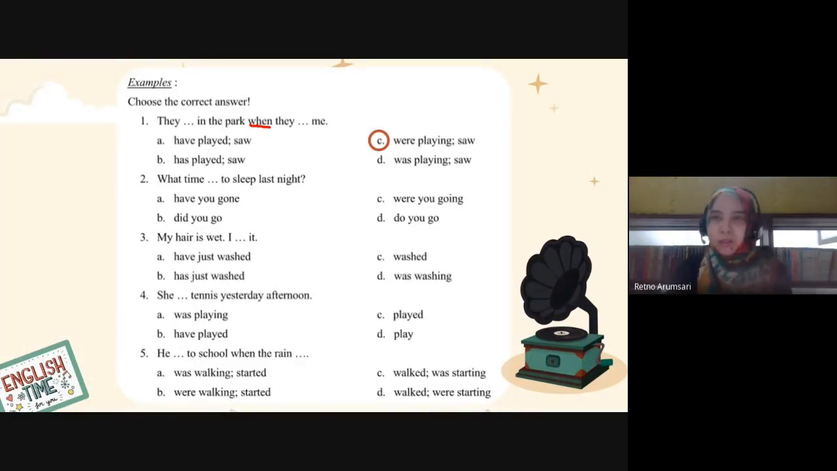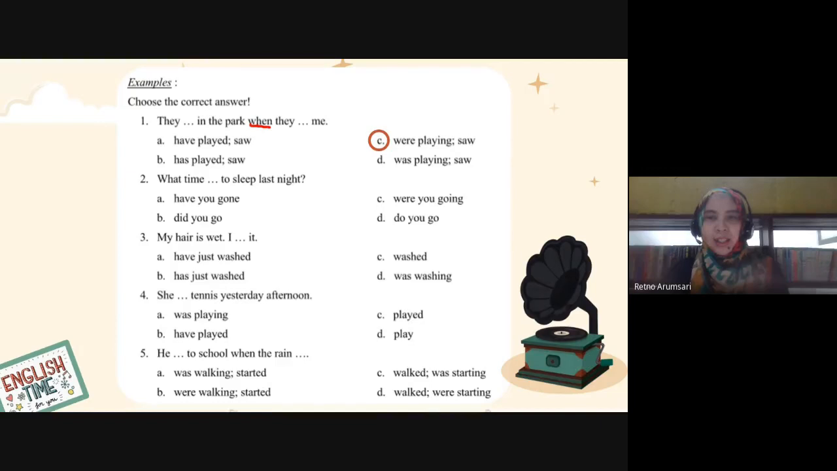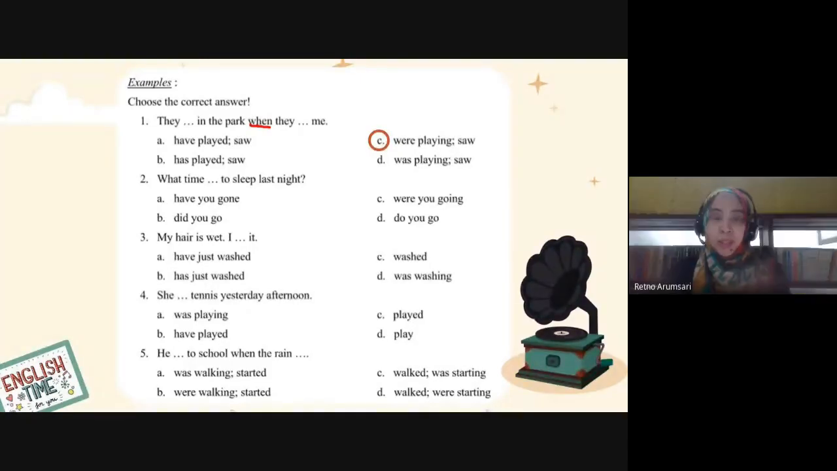Now let's go to Atala Rehan. Atala Rehan, are you there? Yes. What time did you go to sleep last night? What is it? Past simple. What is the clue, Atala Rehan?